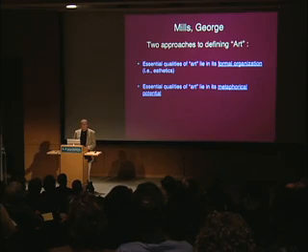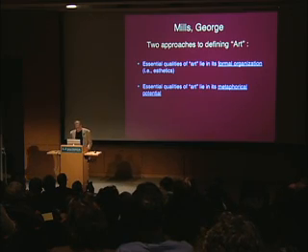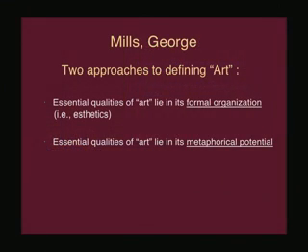Well, years ago, in the 50s, George Mills set out to try to define in terms that were appropriate to anthropology the essential qualities of art, and he said that there were two approaches to it. One was in its formal organization, which is usually the approach of traditional art history, and the other was in its metaphorical potential. And I'd like to spend just a little time on metaphor, because I think that's really a critical part of what's going on here.